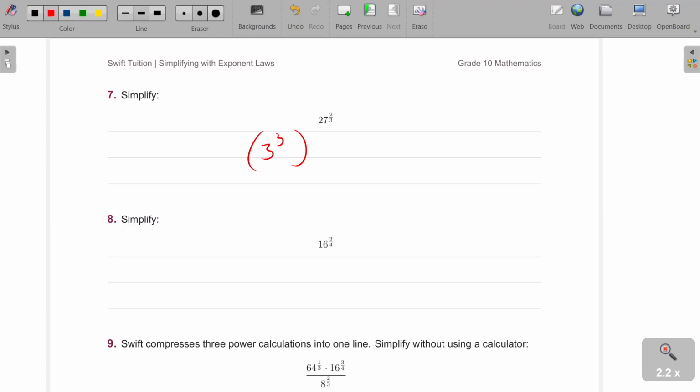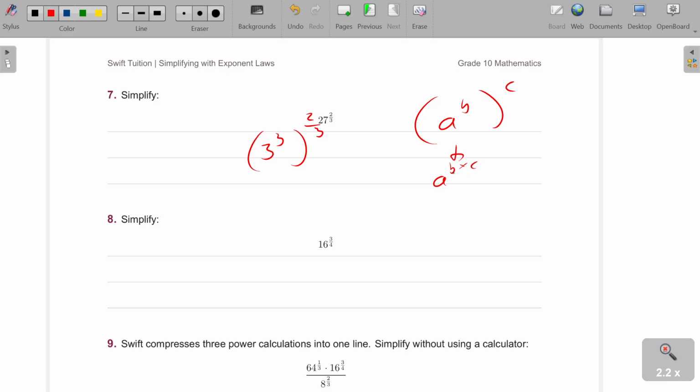Put it into brackets so you know that the 27 is 3 to the power of 3, and that 27 is raised to the power of 2 over 3. And now we're going to do the same thing we did for the previous problem, where if you have a to the power of b and you raise it by some particular power c, when you want to drop the brackets, you multiply those exponents with each other. This becomes a to the power of b multiplied by c.